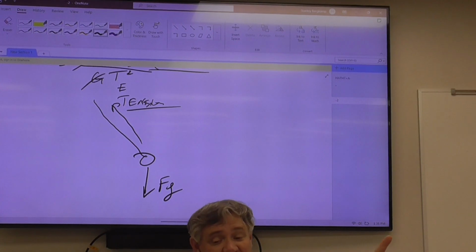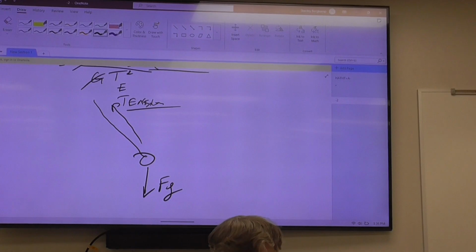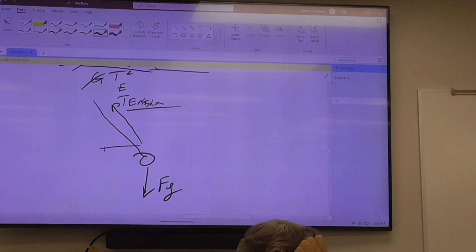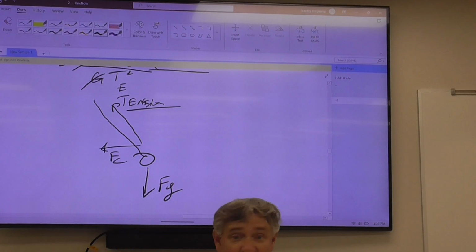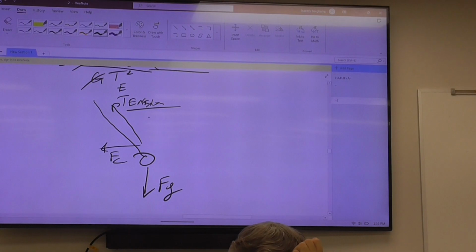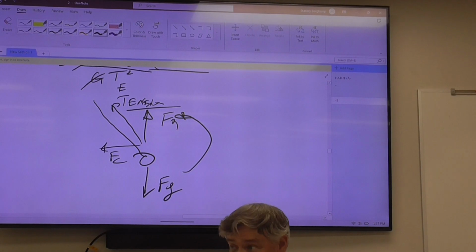Now, Charles, is there a component of the tension that's creating the centripetal force? Yes. Absolutely. Okay? So, of this tension, there is a component of that that is creating the centripetal force. Okay? Admittedly, there is. All right? Now, there's also a component of that tension that's balancing out the gravitational force. Okay? That's what you've got.